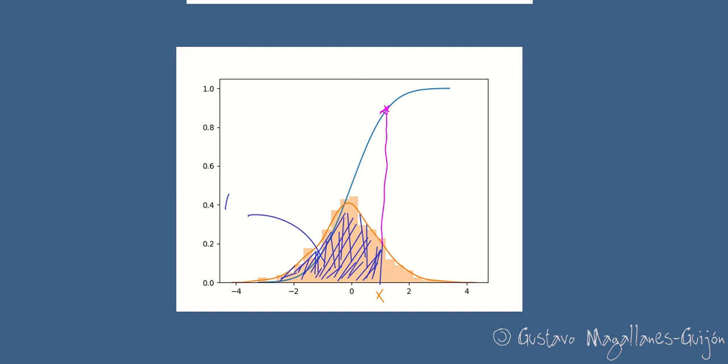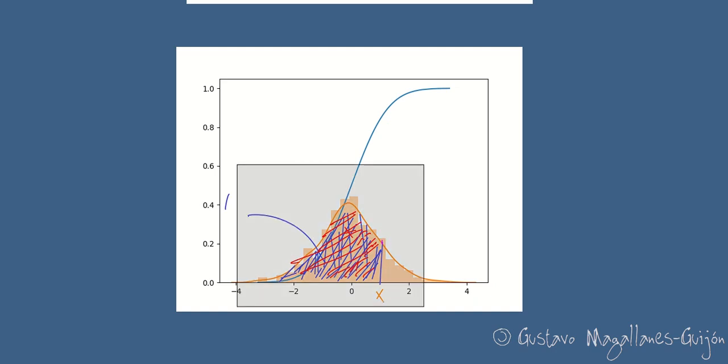This area is represented by this point in this plot, which represents this probability. It is another manner to get the probability in terms of area, in terms of the plot of the cumulative distribution function.